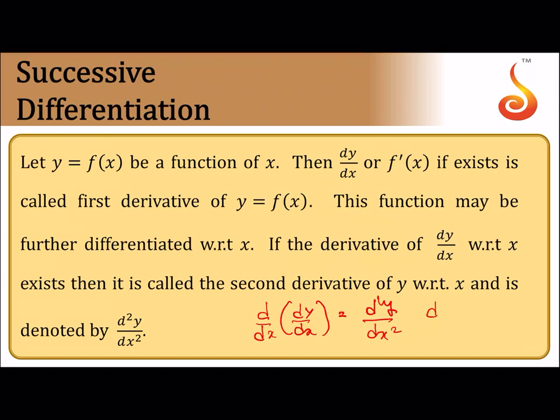Next one, successive differentiation. So d2y by dx square can be written as d by dx of dy by dx, which is called d2y by dx square. So differentiating a function 2 times. Suppose you want d3y by dx cube, it is equal to d by dx of d2y by dx square. But what is d2y by dx square? It is d by dx of dy by dx. It is called successive differentiation.